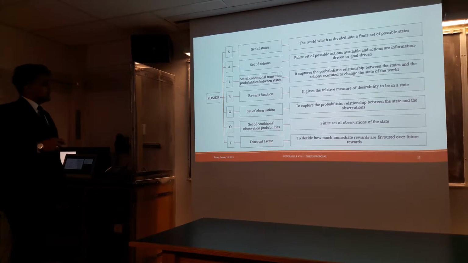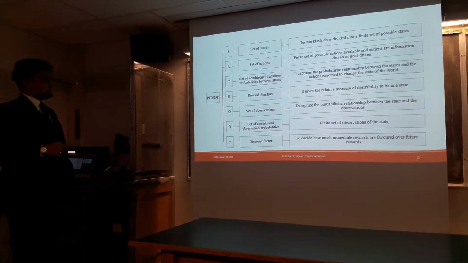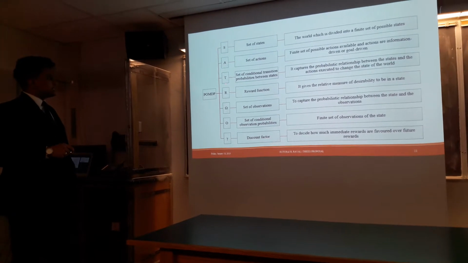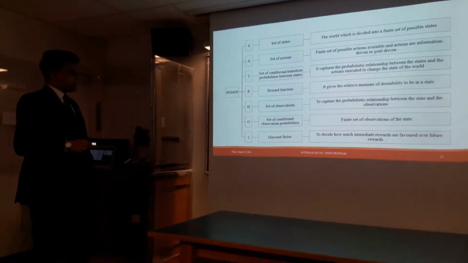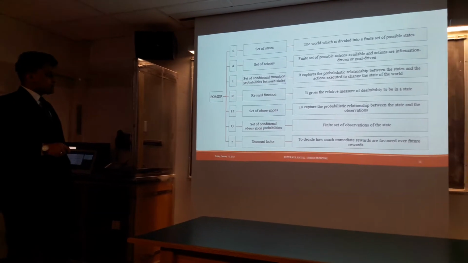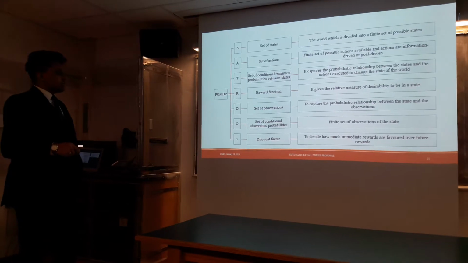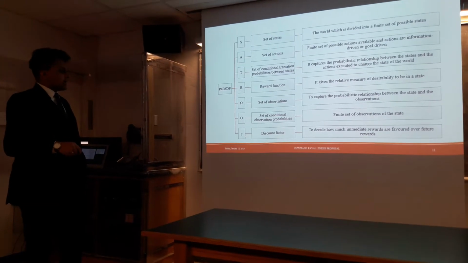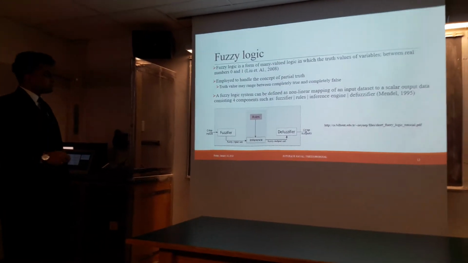So POMDP has 7 tuples. S stands for states, A stands for the actions, T stands for the conditional transition probabilities, R stands for rewards, omega stands for the observations, O stands for the conditional observation probabilities, and gamma stands for the discount factor.